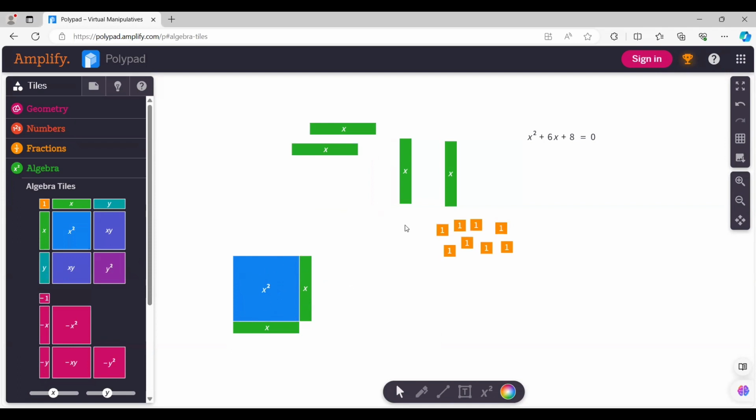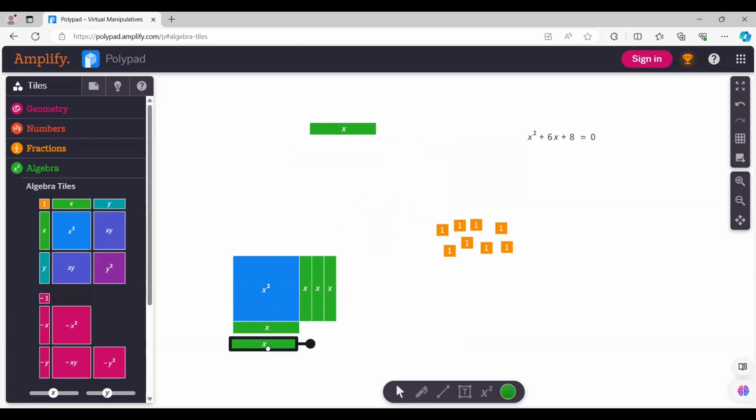So after you put this, now you can randomly put the rest. So maybe you can put like this. Okay. Now, as you can see, after we put x squared and x inside, there is a blank space here, right? So we need to fill up with the number.